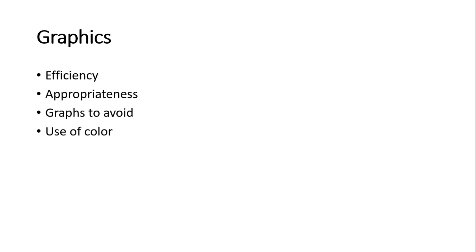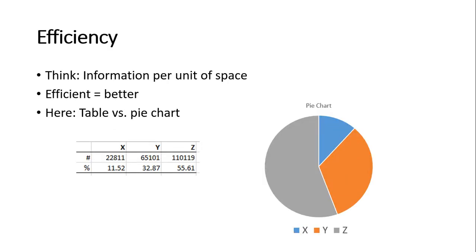All right, so to start out with graphics, I talk about efficiency, how to use space best, choosing an appropriate graph, some graphs to avoid. My least favorite is the pie chart, and then use of color. That's actually how to use black and white rather than color. Okay, so efficiency in this sense is how to get the most information per unit of space. You're maximizing information or minimizing space, and that's kind of the goal.